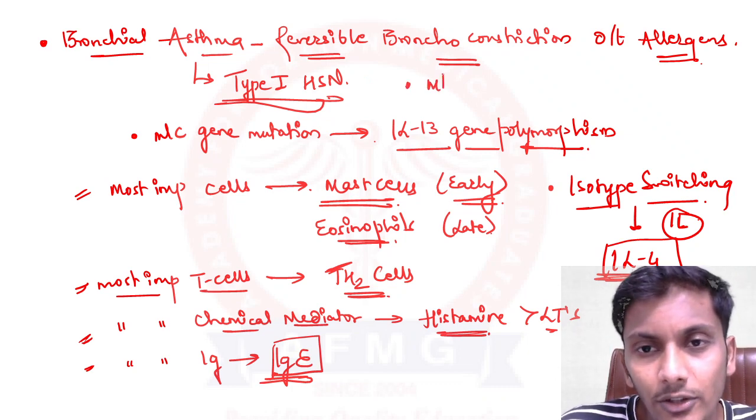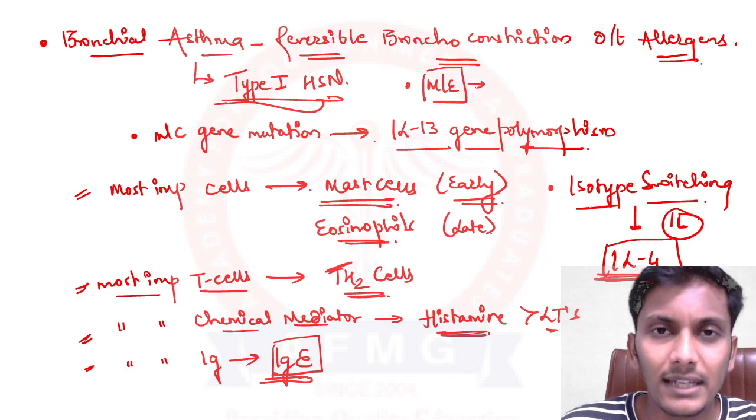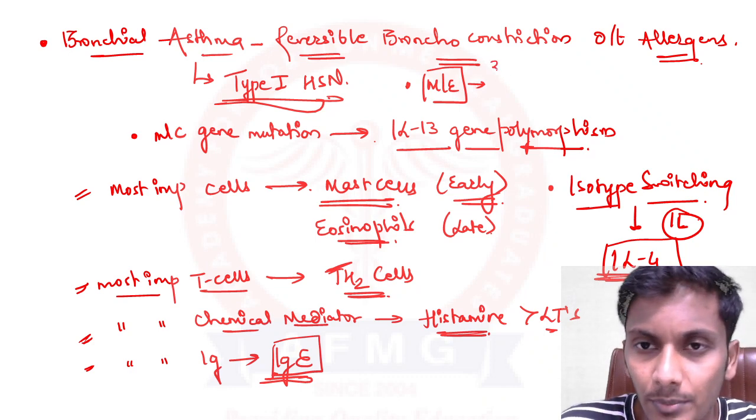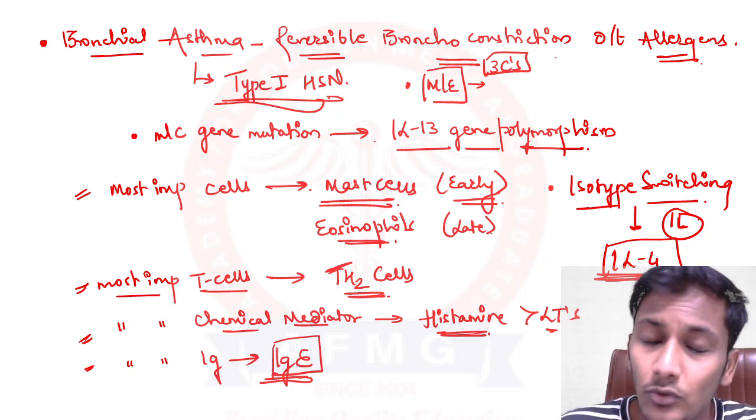If we perform a microscopic examination of sputum in bronchial asthma, what are the three characteristic features seen? Please remember, you will see 3 C's. And what are these 3 C's? Those are very much important.